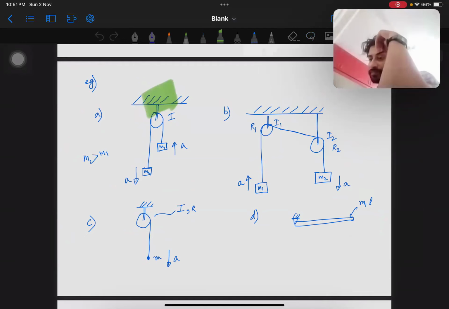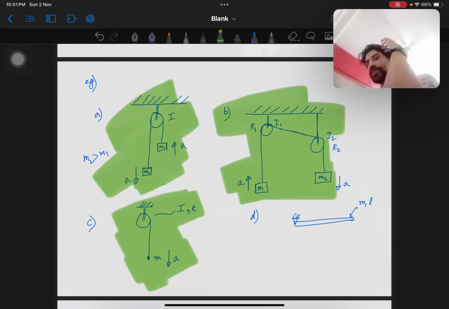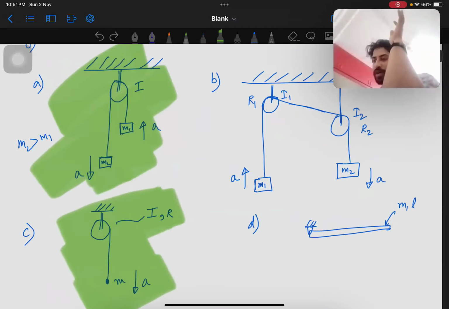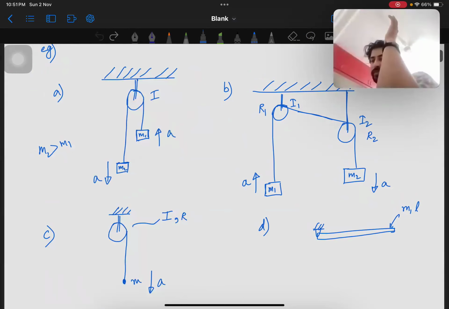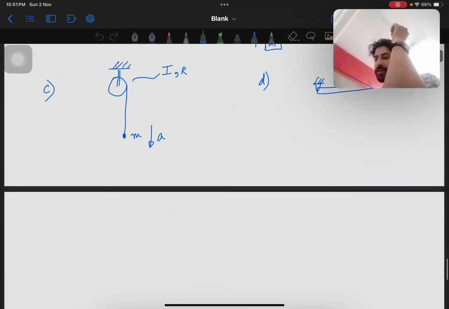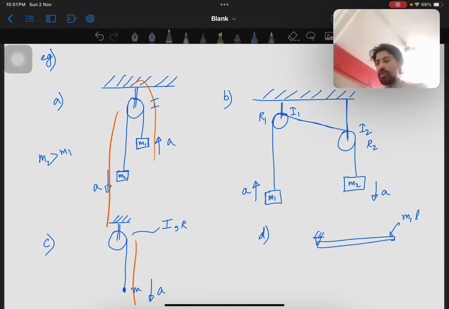These, this one, and this one. Very simple. You don't have to do anything actually. So how do you not do anything? Can you notice that these systems have a common magnitude of acceleration? This one will go up by a, this one comes down by a, this one will go down by a. This one has an angular acceleration of some alpha value.